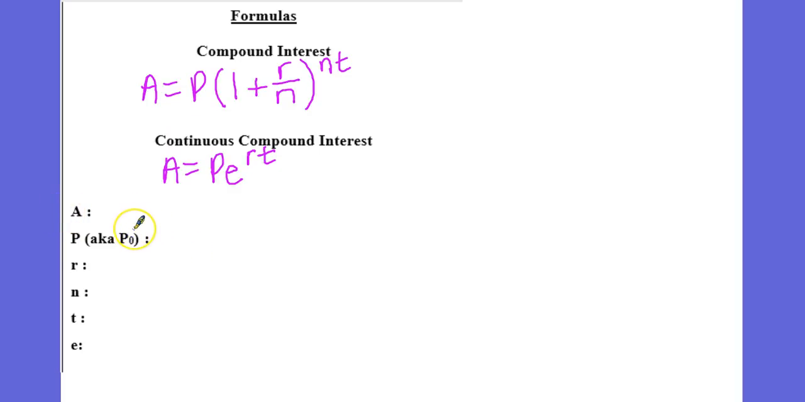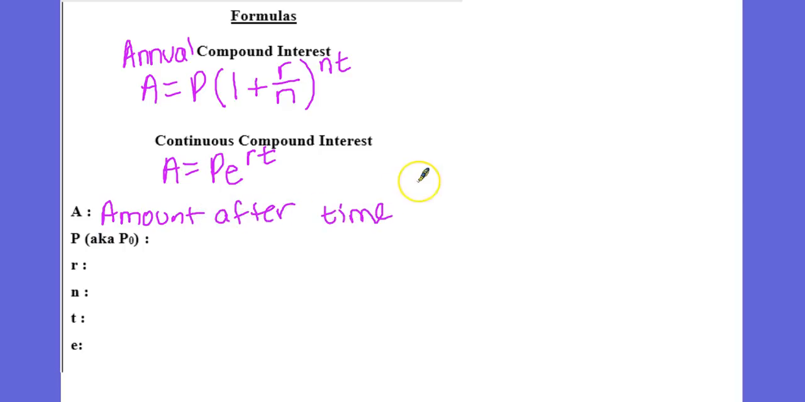All right, let's break down what all these variables mean. A, let's go back up here real quick, and could you put that this is annual compound interest? We have to make adjustments to the formula if it's going to be some other type. Okay, and so what's A stand for? This is the amount after time. It's your total, your final amount, the final amount of money you owe or the final amount of money you make.